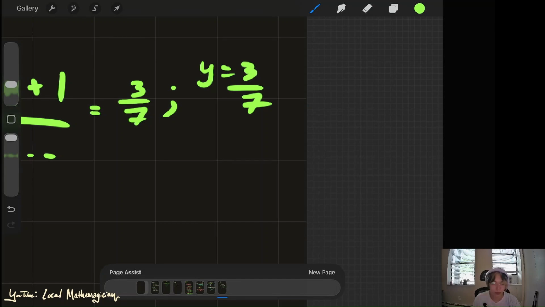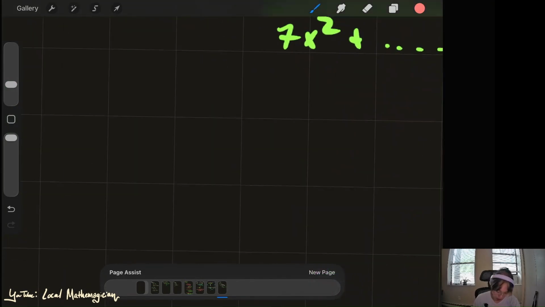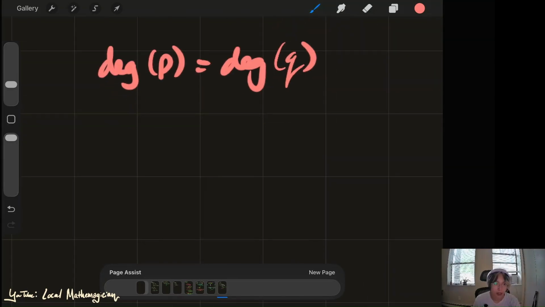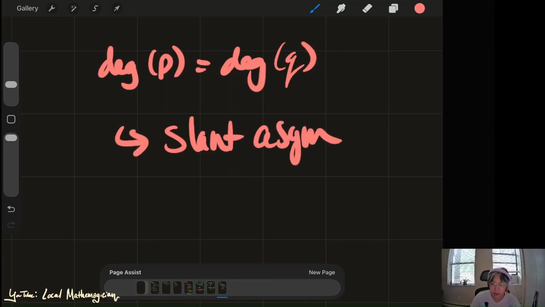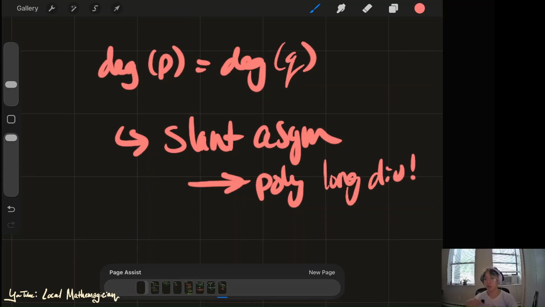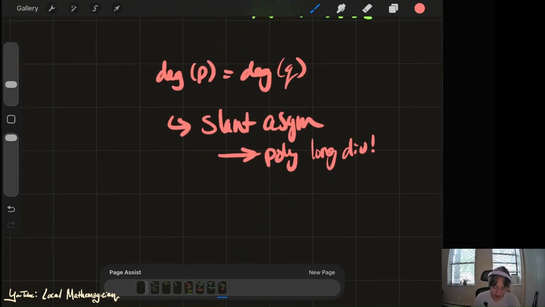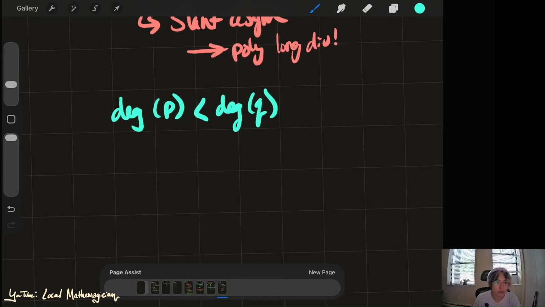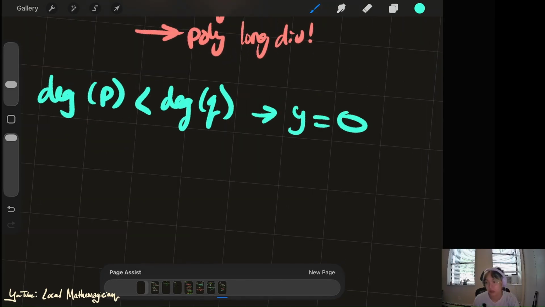Okay. And then similarly, if the degree of p of x is equal to the degree of q of x, then you have a slant asymptote, which will have to do polynomial long division, which for our purposes, I'm not going to make you do, okay? That's a pretty tough problem. And then if the degree of p is less than the degree of q, then your asymptote is y equals 0, okay? Now whether it flip-flops or not is going to be up to the asymptotes, okay?